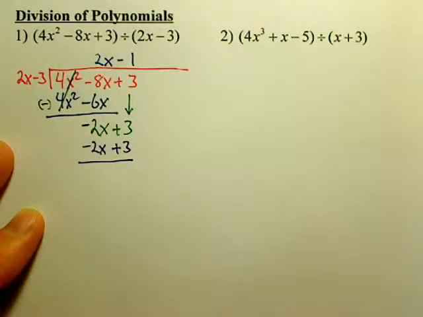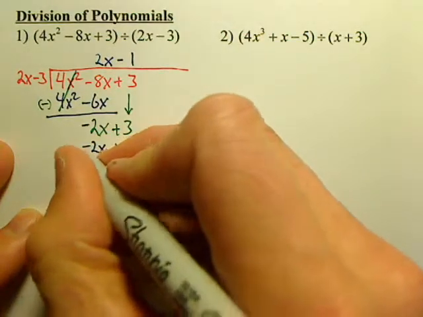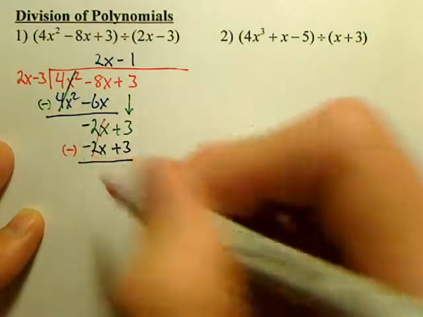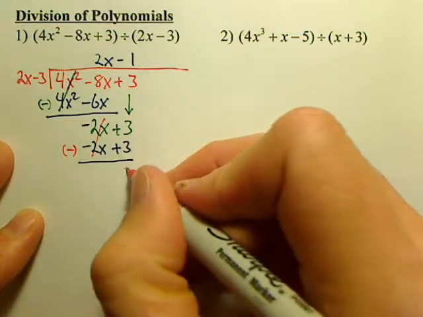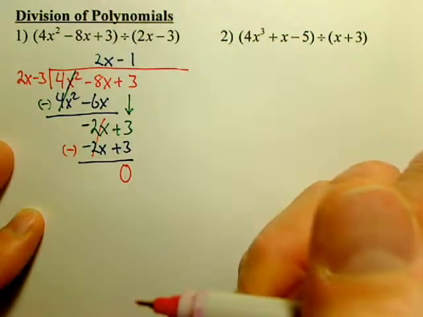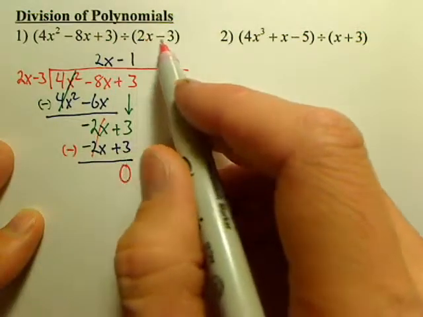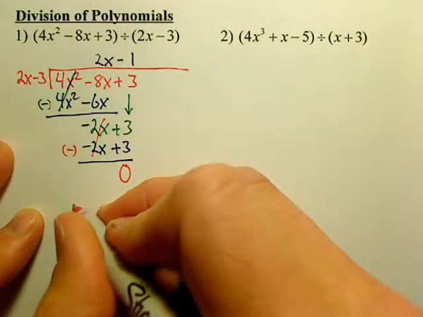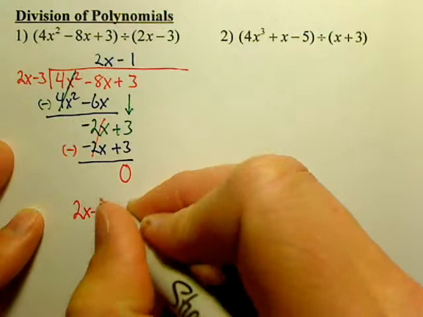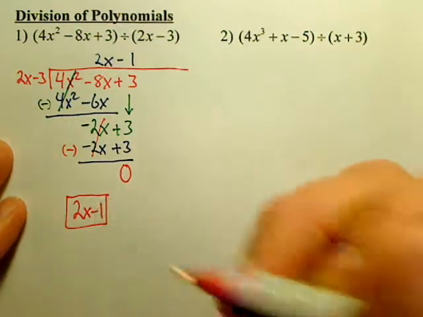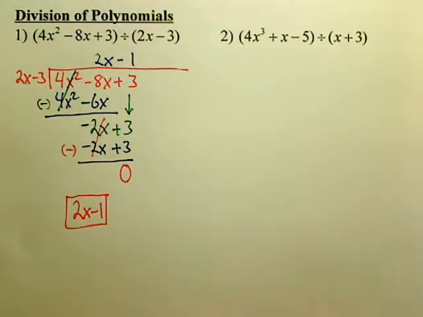Now what we're going to do again is subtract down. When I subtract down, that's gone. 3 minus 3 is 0. So I do not have any remainder. So when I take this and divide by 2x minus 3, my answer is simply 2x minus 1. That is what I get when I divide the two.